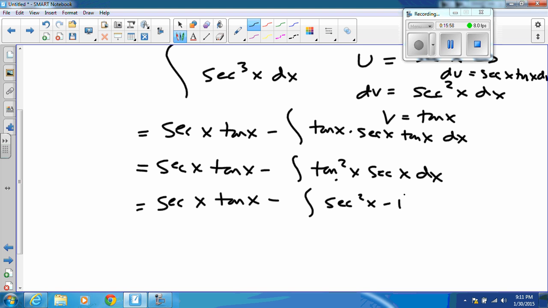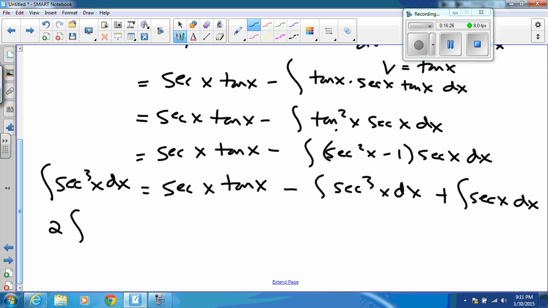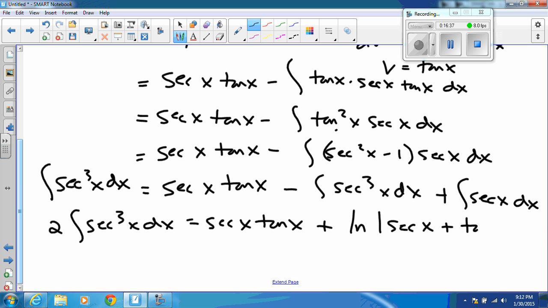At first it looks like we have made things worse, but then I realized that tangent squared is secant squared minus 1. And when I distribute, then something lovely happens. I get the integral of secant cubed x dx plus the integral of secant x dx. And keep in mind that this whole thing, to begin with, was the integral of secant cubed x dx, so that I can add one integral of secant cubed x dx to both sides.